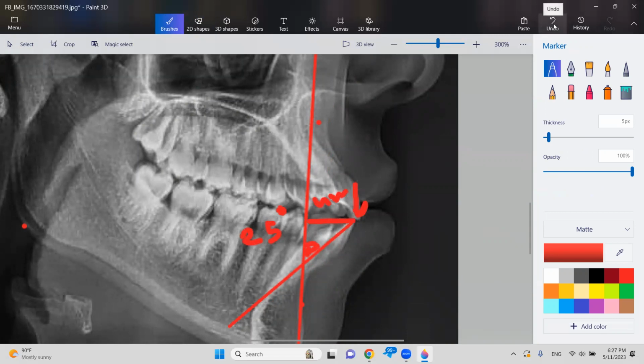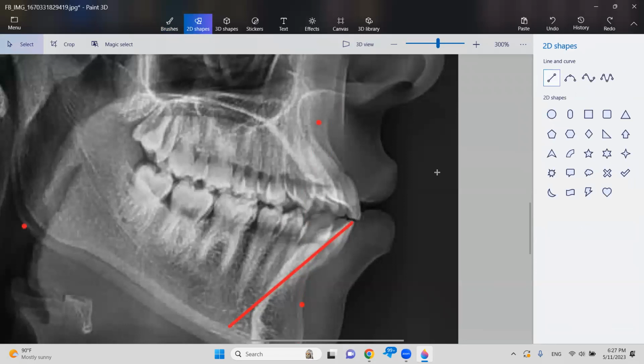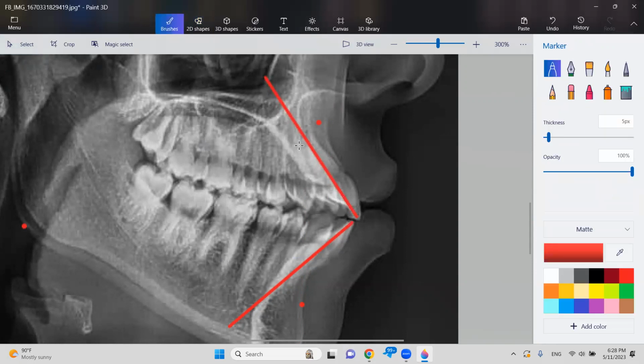After assessing the lower incisors and upper incisors, here we assess the upper and lower to each other by drawing the long axis of the upper incisor and lower incisor. Here, by intersecting these two lines, we have an angle. This angle, according to Steiner, should be 131. If this angle is less than 131, that means that we have bimax protrusion.